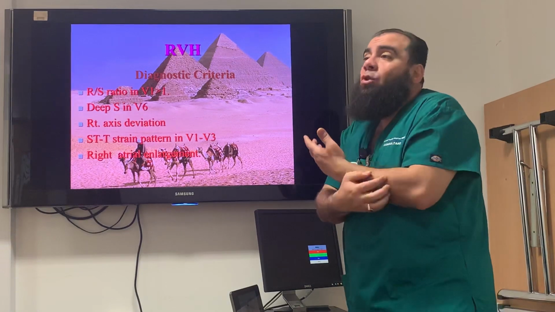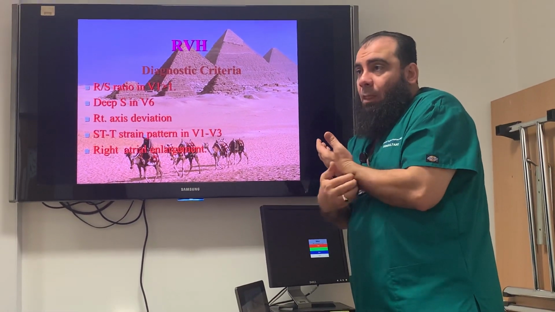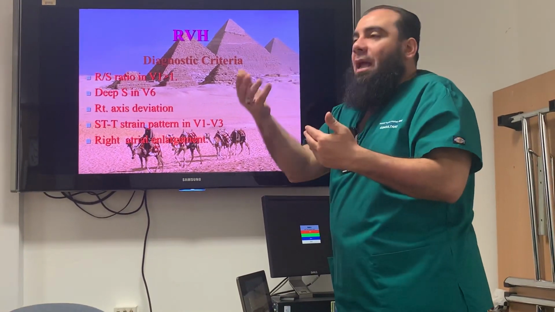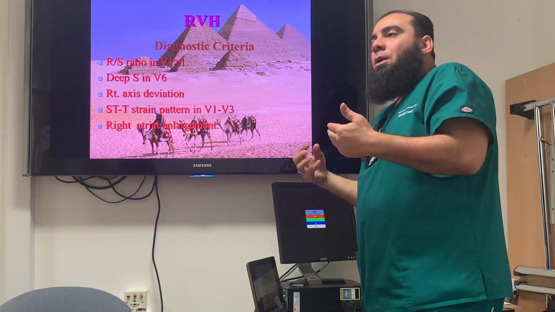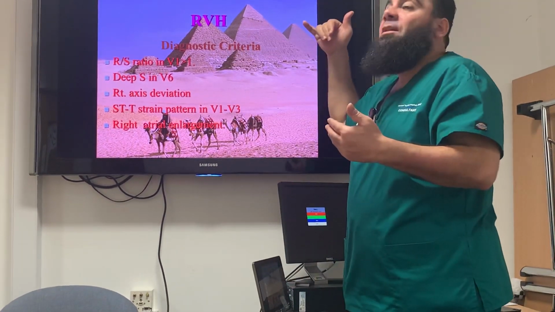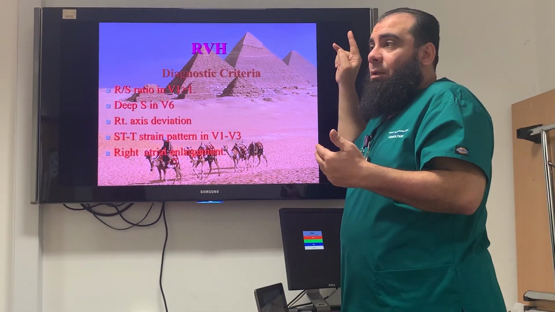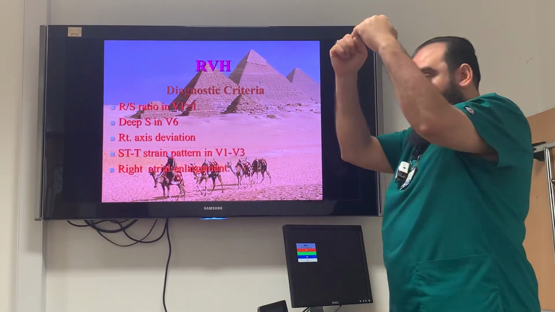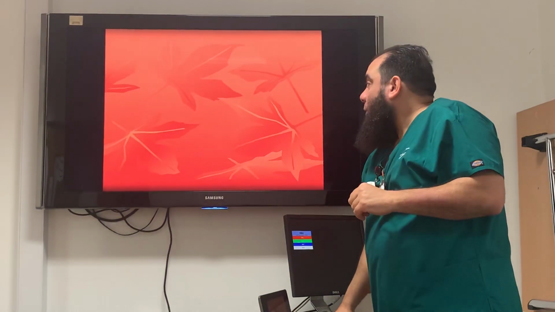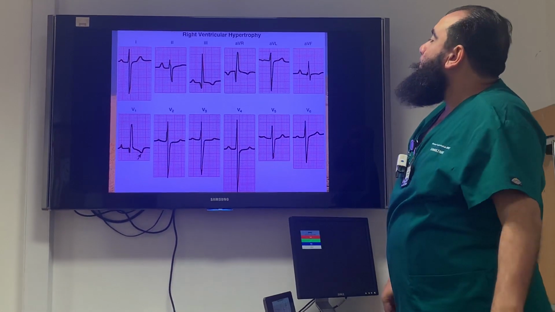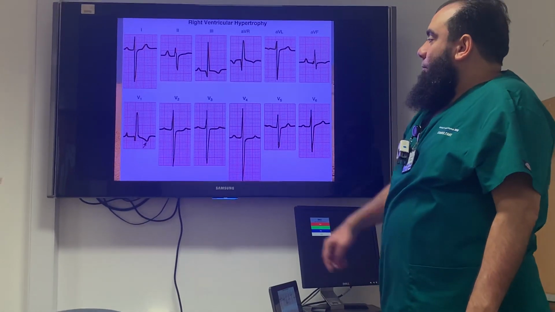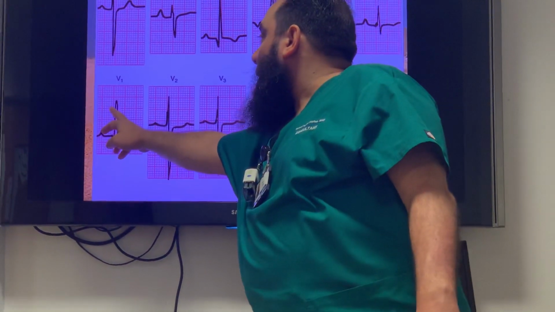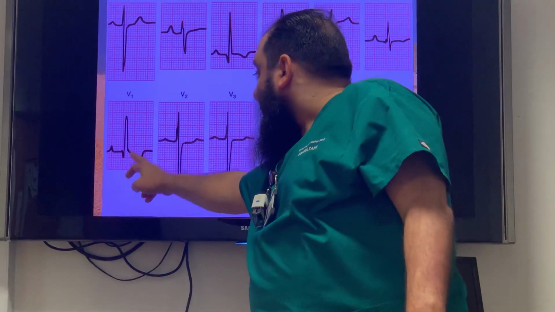Right atrial enlargement is not a fixed criterion. Why? Because it is subsequent, something that happens after the hypertrophy of the right ventricle. I spoke about right atrial enlargement last session, which is the P pulmonale, the tall P. Can we see this criterion? Yes. Strain pattern. The tall R wave in V1 and the strain pattern in V1.